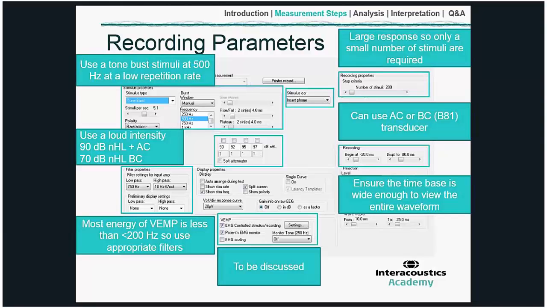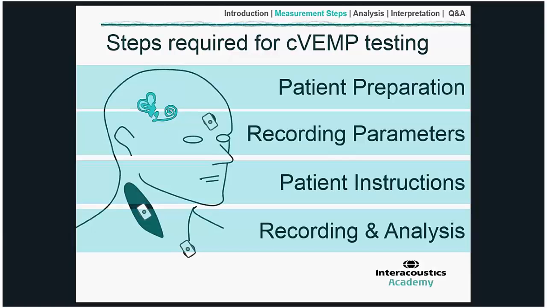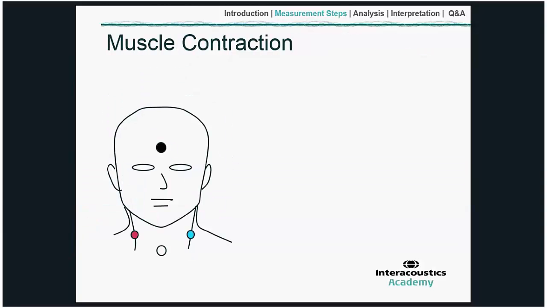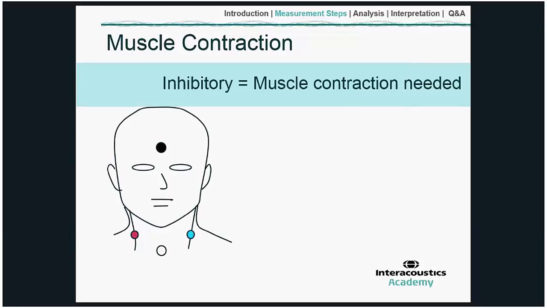So we've looked at our patient preparation, we've got our evoked potentials platform ready to record, but what we need to do now is give the patient some instructions. Why do we need to do that? As I mentioned at the beginning of the presentation, the cVEMP is an inhibitory response. That means the muscle needs to be contracted in order for us to see the effects of inhibition.